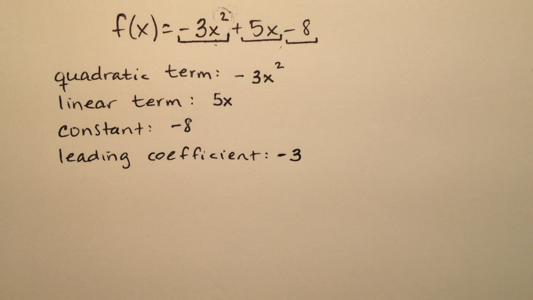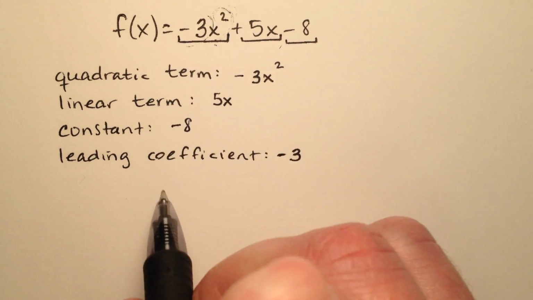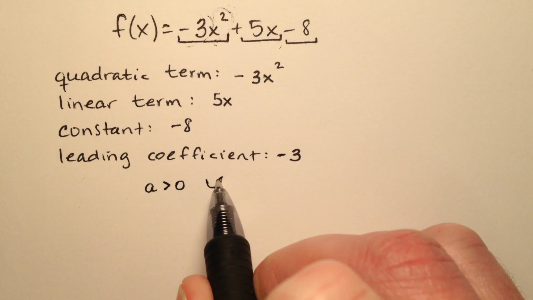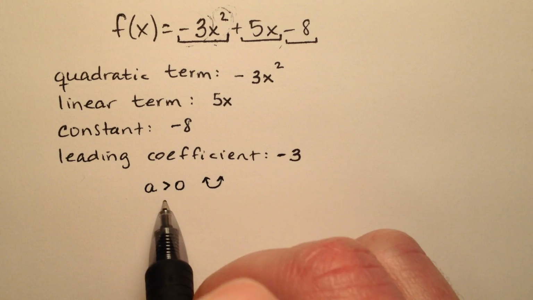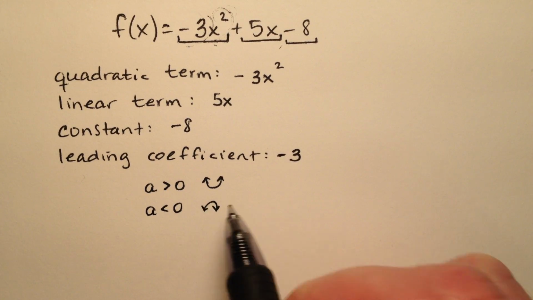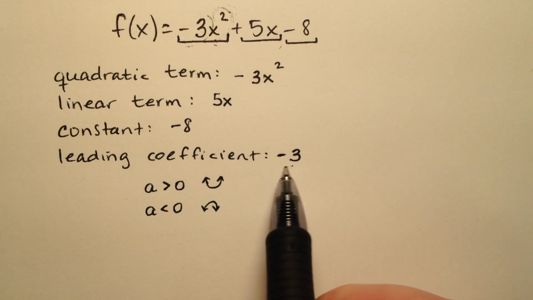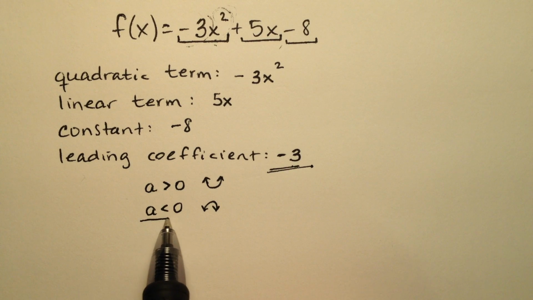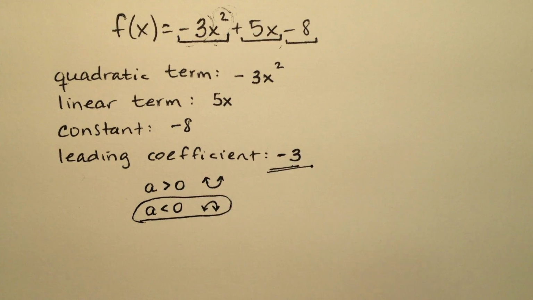So now, will the graph of this quadratic function, which will be a parabola, open up or open down? So remember, if your leading coefficient a is greater than 0, then your parabola will open up. And if a is less than 0, then your parabola will open down. So our leading coefficient is a negative number, so I know that the parabola, or the graph of this quadratic function, is going to open down.